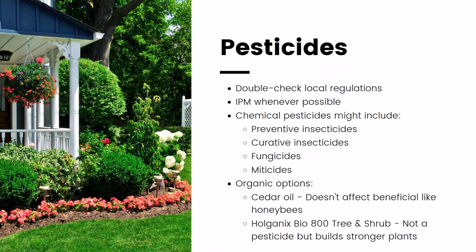And one other thing that's important to recognize, and you see it at the bottom of the screen, when you are thinking about pesticide regulations: if you did not have your category licensing for tree and shrub pesticides, you can still use Bio 800. It is not regulated in that way, so you do not need to be licensed to go out and spray that by itself.